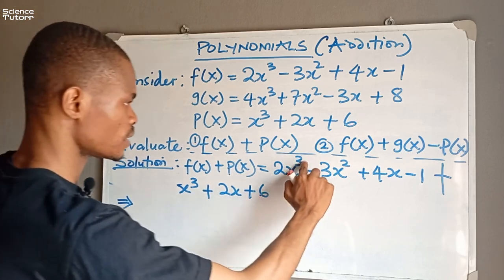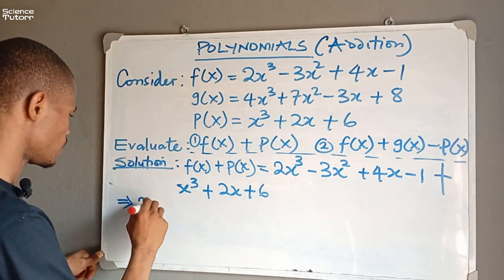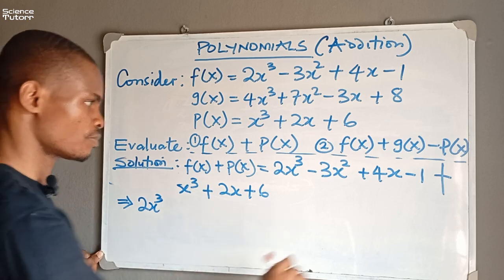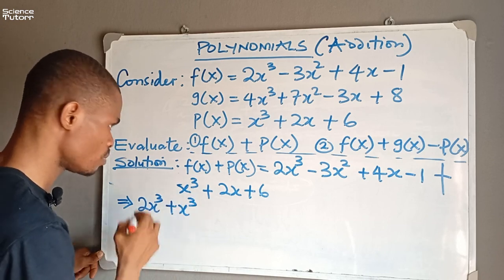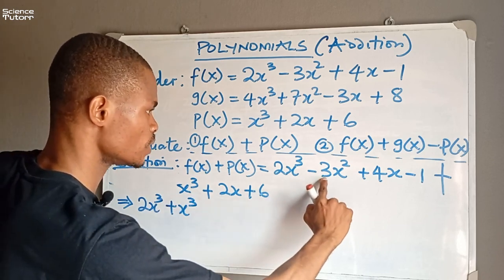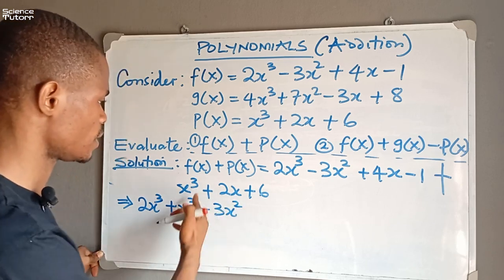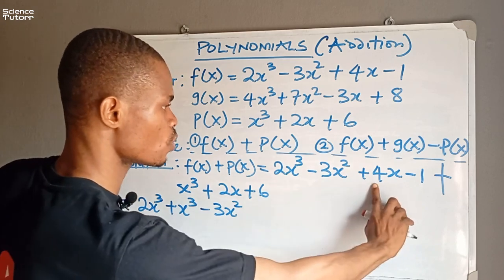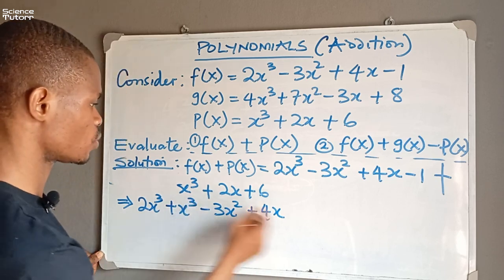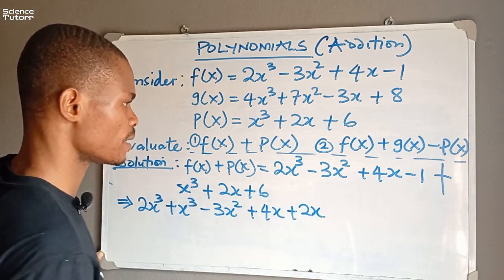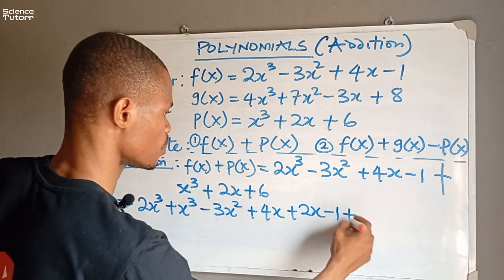So we begin with the third degree: 2x cubed plus x cubed. We go to the second degree, we have minus 3x squared. We are collecting like terms. There is none here, minus 3x squared. Now we go for x. We have plus 4x, and we have plus 2x here. We collect like terms. We go for the numbers. We have minus 1, and on this side we have a plus 6.